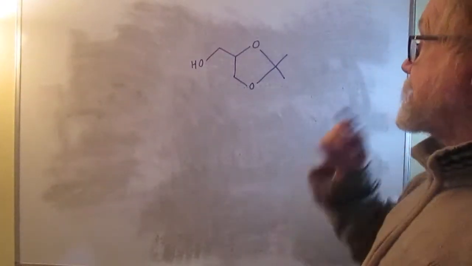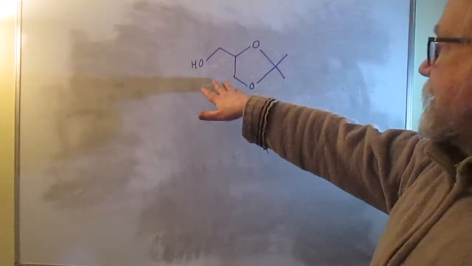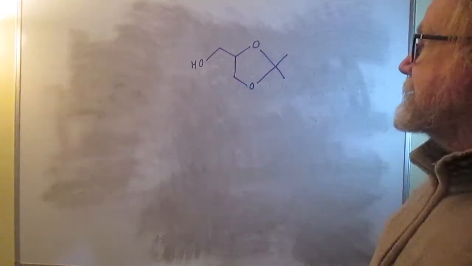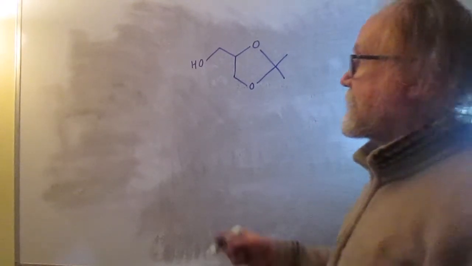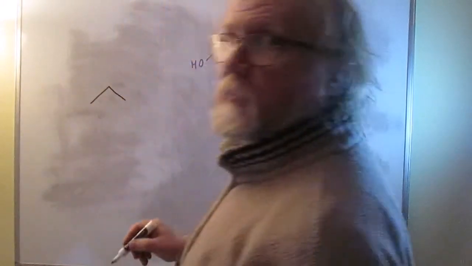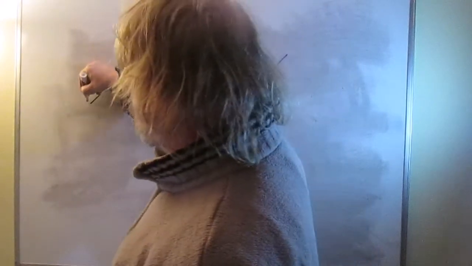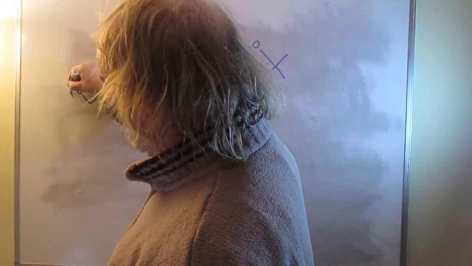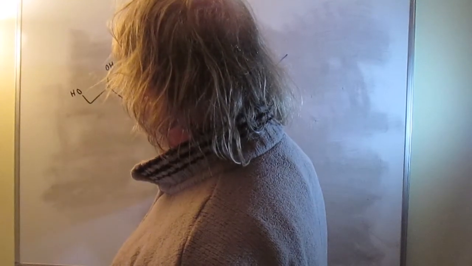Right, part 2 is a tricky little question where we've got to figure out an equation for making that compound, Solketal, from propane-1,2,3-triol. So obviously the first thing to do is make sure we get the correct structure for propane-1,2,3-triol. So propane means a saturated chain of 3 carbons, and 1,2,3-triol means that it has an OH on each of those carbons, so it's that compound.